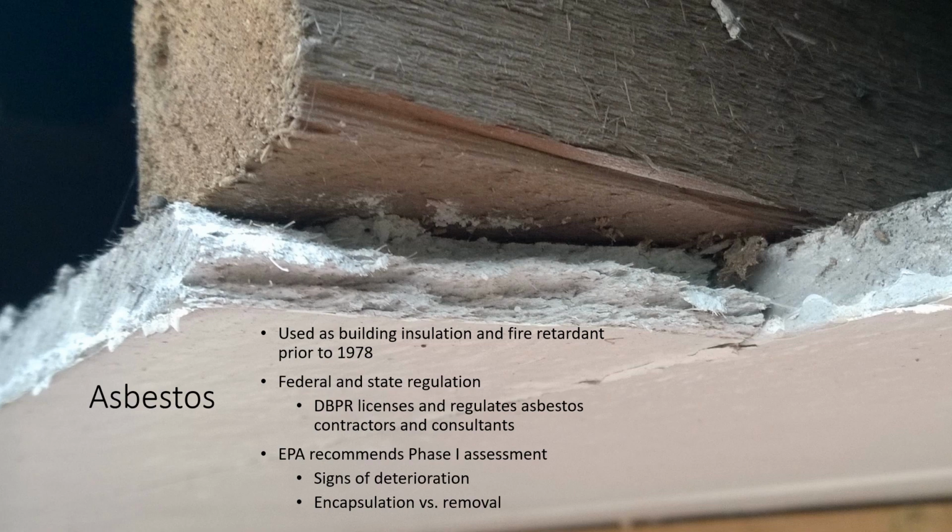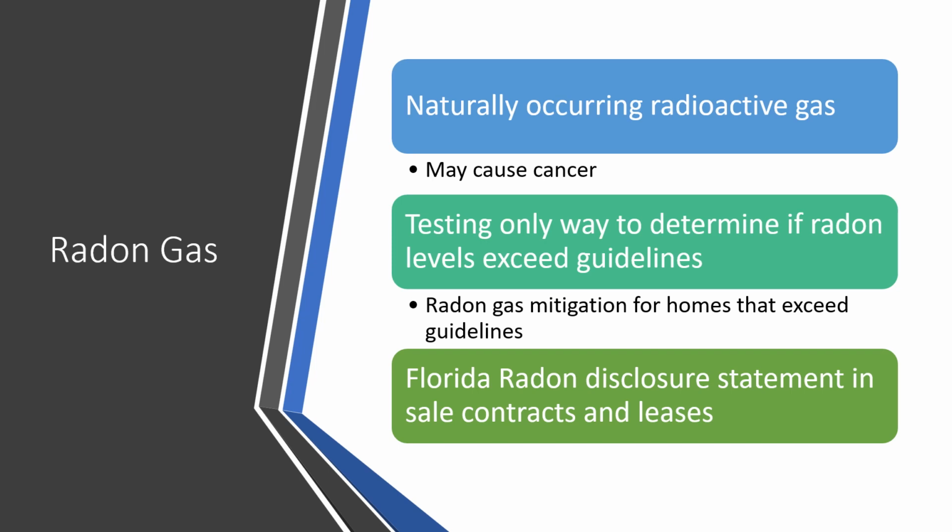Asbestos was used as building insulation and fire retardant prior to 1978. Under federal and state regulation, the DBPR licenses and regulates asbestos contractors and consultants. The EPA recommends a phase 1 assessment to look for signs of deterioration; encapsulation versus removal, which is the best alternative. Radon gas is naturally occurring. It's radioactive and may cause cancer. Testing is the only way to determine if radon levels exceed guidelines. Radon gas mitigation is needed for homes that exceed the guidelines. In Florida, radon disclosure statements must be in the sales contract and leases.